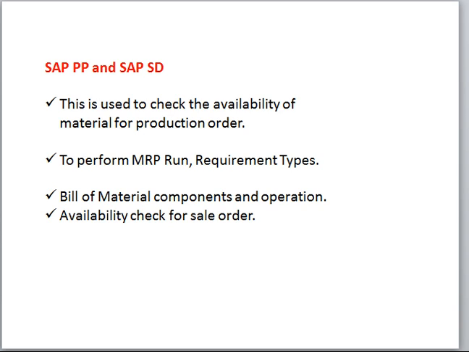And in the case of the SD module, this is used to check the availability of material for production orders, to perform MRP run, requirement types, bill of material components and operations, and availability check for sales orders. In these cases, SAP PP to SD module integration happens.